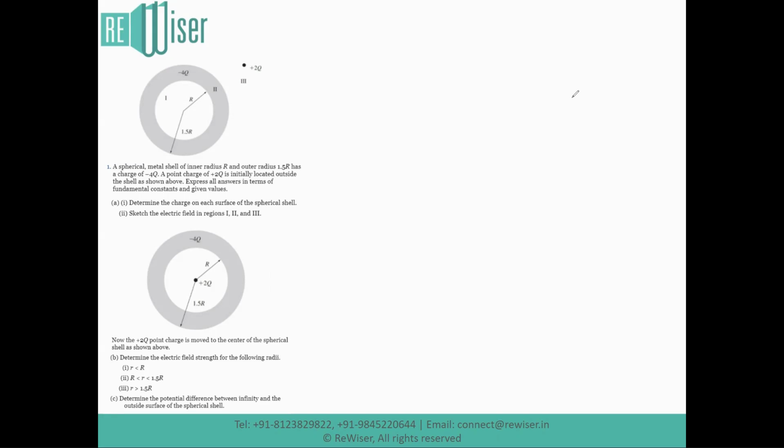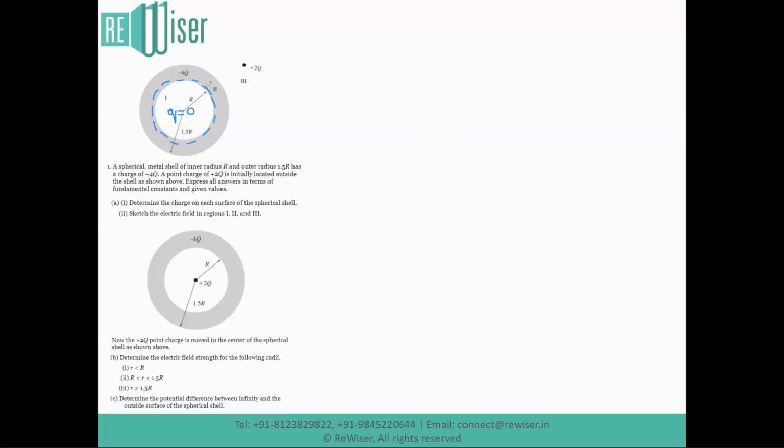So part A asks us to determine the charge on each surface of the spherical shell. Now, if we were to draw a Gaussian surface around the innermost shell of this metal, we will notice that the net electric field around this Gaussian surface is equal to 0, which in turn tells us that the charge contained inside the innermost shell must also be equal to 0.